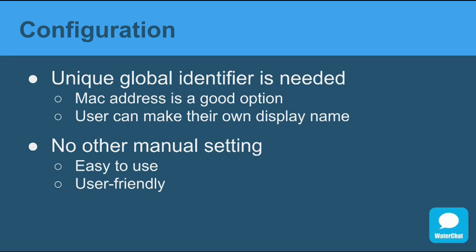To identify smartphones, we need a unique identifier to distinguish between devices. Instead of requiring a unique display name or username, we simply use MAC address to identify users. Users can choose any display name and we map it to the device MAC address. And there is no other configuration required to get the app running. It's really easy and really simple.